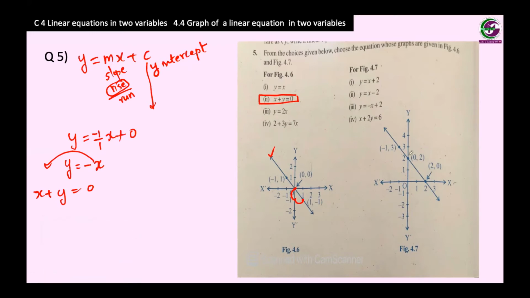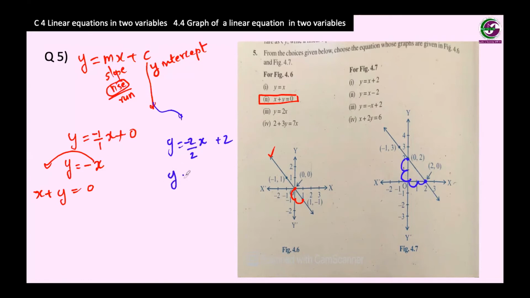Let's see the second graph now. Second graph is touching the y-axis at 2. So we can say that the y-intercept is 2. So y is equal to, how many steps you are going up or down? So let us take this point, for example. So 2 steps down, so negative 2. And how many steps forward? 1, 2. 2 steps forward.